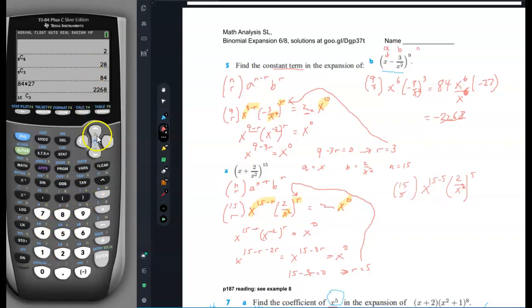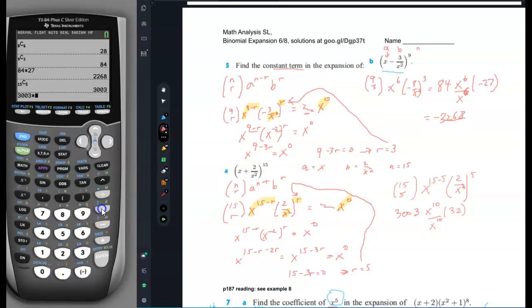15 chooses 5, 3003. So it would be 3003 X to the 10th, and then times 2 to the 5th. 2 to the 5th is 32. If you did 2 to the 5th on the calculator, it would say 32. X squared to the 5th in the bottom gives me X to the 10th also, so those two cancel out. So my coefficient is going to be, actually it's not really a coefficient, it's a constant term.